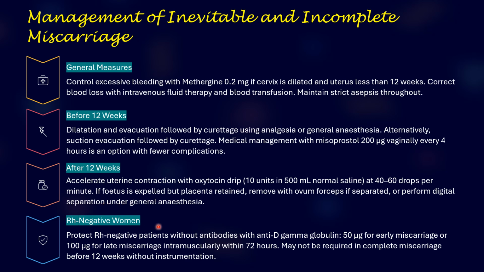And if it is an Rh negative mother, then protect the Rh negative patient without antibodies with anti-D gamma globulin. You need to give 50 microgram of anti-D gamma globulin if it is early miscarriage, or if it is late miscarriage, then you need to give 100 microgram. Okay, and it should be given IM within 72 hours. It may not be required in a complete miscarriage before 12 weeks without instrumentation.